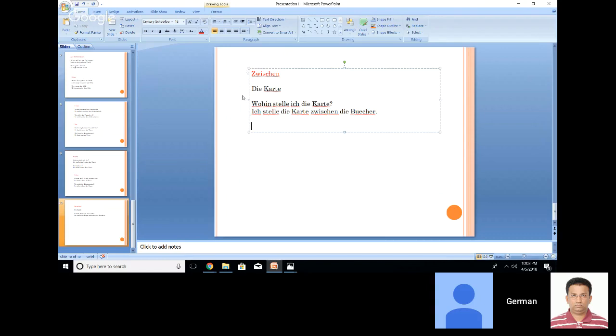Arvind, why "es"? I want to replace it: I place it between the books. Okay, you can place it. But in German, why are you using "es"? "Es" is "it", right? But in German, do we directly translate it as "it", or do we refer to the article of the noun? Are you getting it? No, I did not get that.